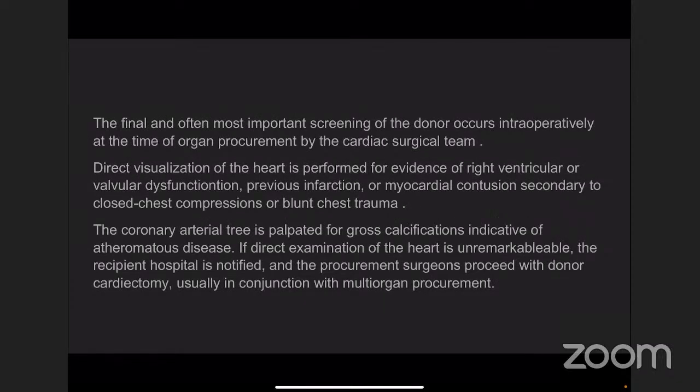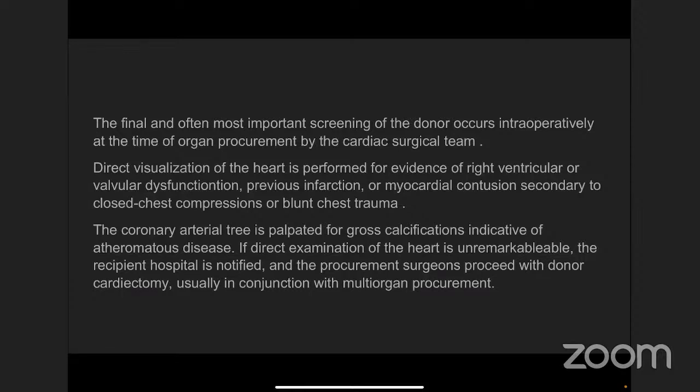The final and often most important screening of the donor occurs intraoperatively at the time of organ recovery by the cardiac surgical team. Direct visualization of the heart is performed for evidence of right ventricular or valvular dysfunction, previous infarction, or myocardial contusion secondary to closed chest compression or blunt chest trauma. The coronary arterial tree is palpated for calcification, an indication of atheromatous disease.